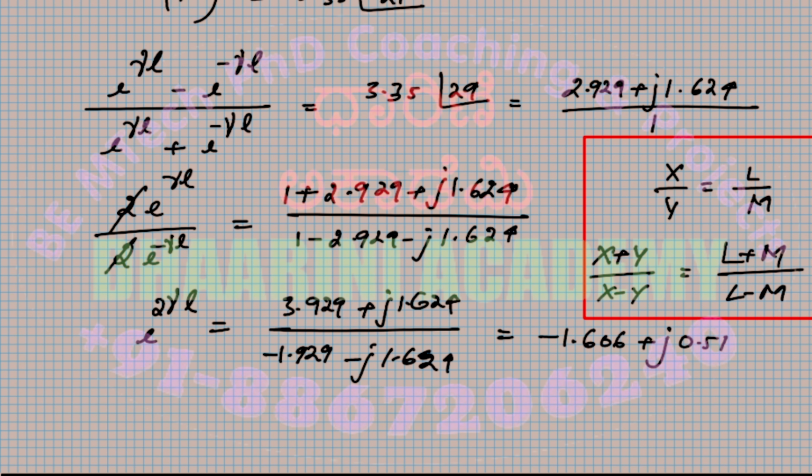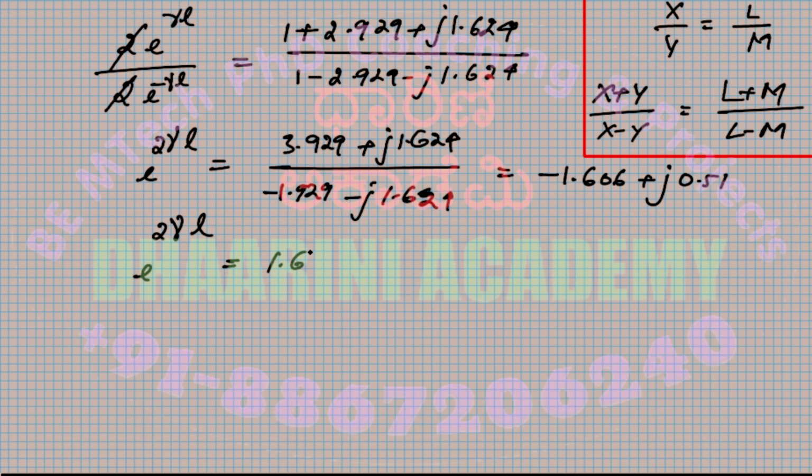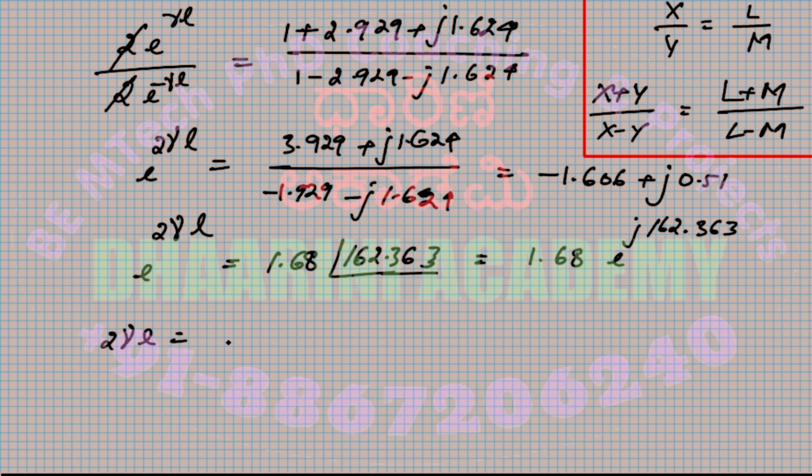0.51. Now, as it is, I cannot apply this to the anti-log or whatever. So convert this into r angle theta. So e to the power 2 gamma L is 1.68 e to the power j 162.36. I'll write it in the proper format. Now 2 gamma L is equal to anti-log.